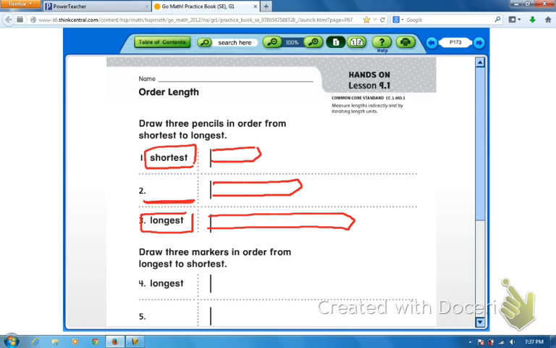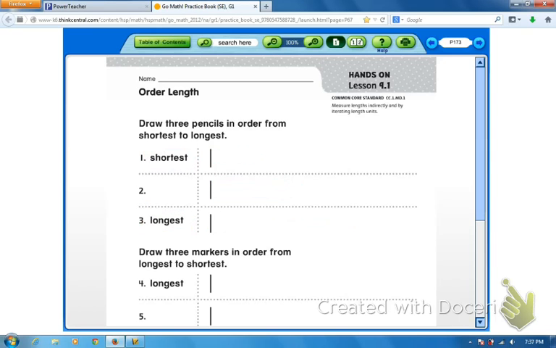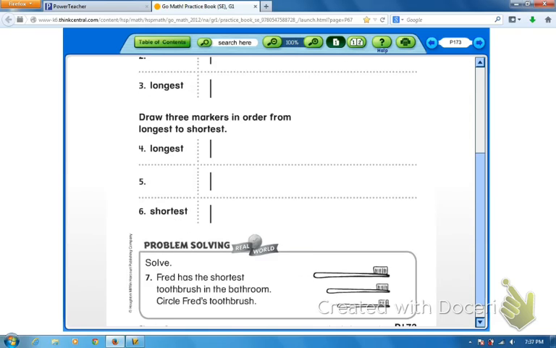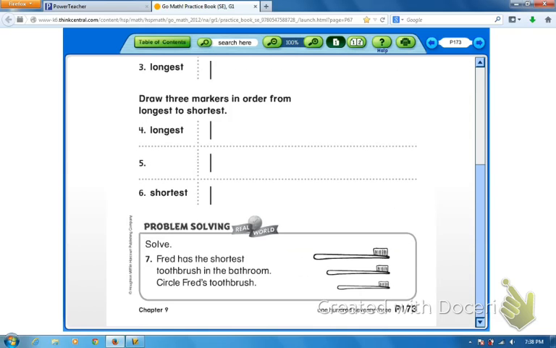So you're going to do the same thing on the next one when it asks you to draw markers, but this time it's asking us to flip the order. Start with the longest and go to the shortest. At the bottom they give you 3 toothbrushes, and they're asking to circle the shortest toothbrush.